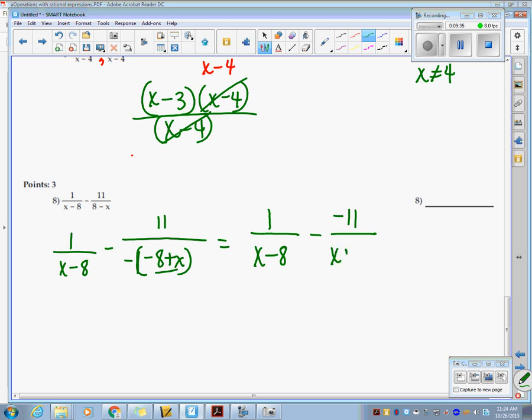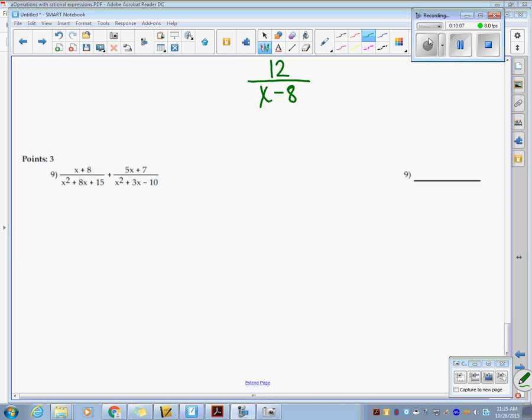And so now my denominators are the same, and plus negative makes plus. So 1 plus 11 is 12, and 1 is 12 over x minus 8, and x cannot be 8. And I get 12 over x minus 8. And don't be tempted to cancel the 12 and the 8 because you can't cancel when there is adding or subtracting on the bottom. Finally, number 9.